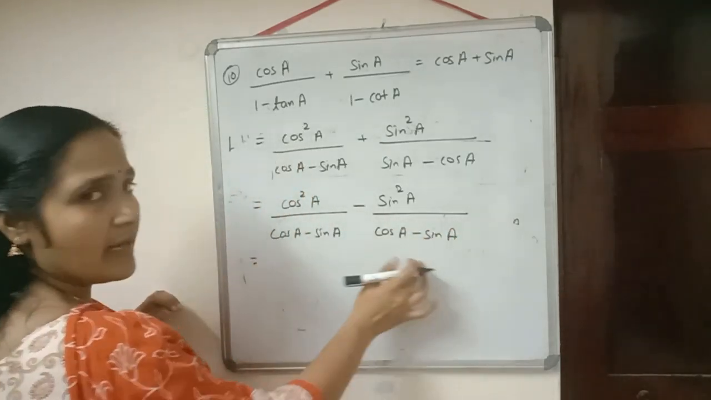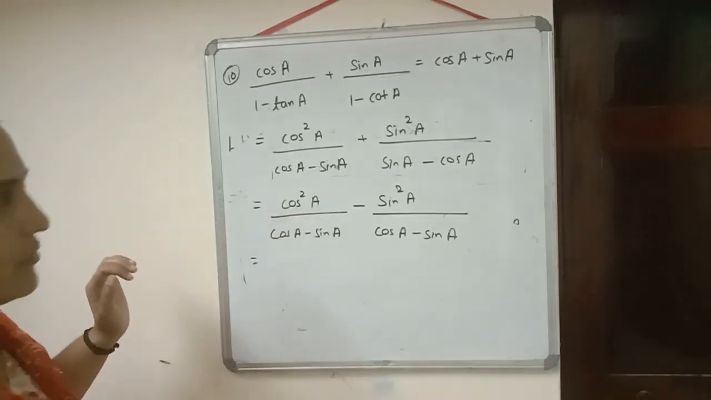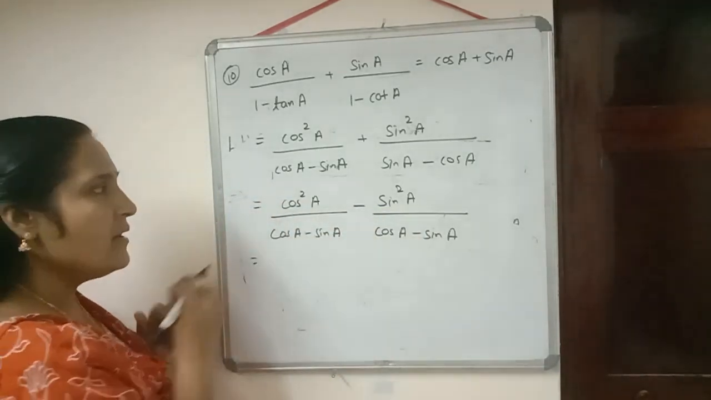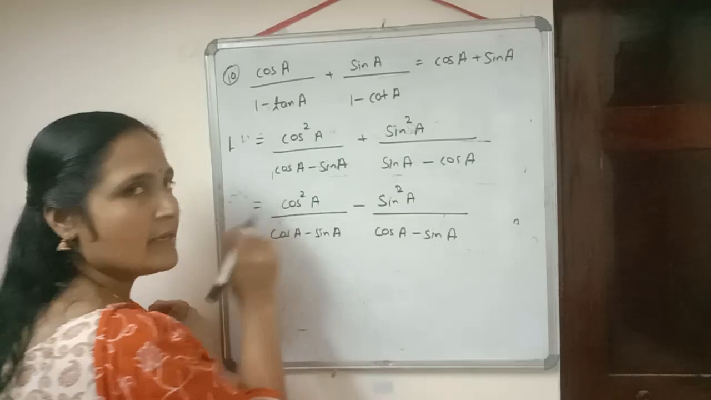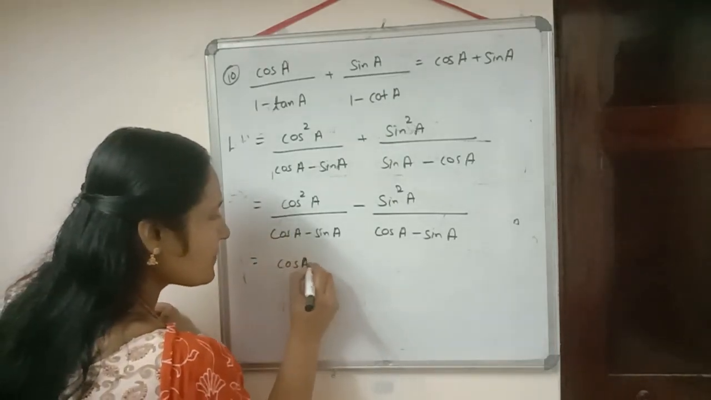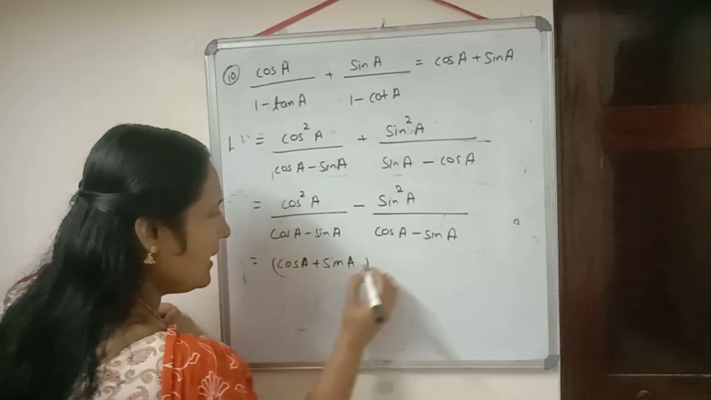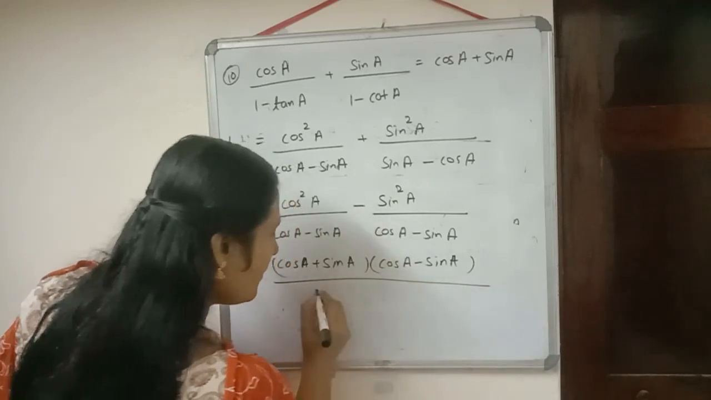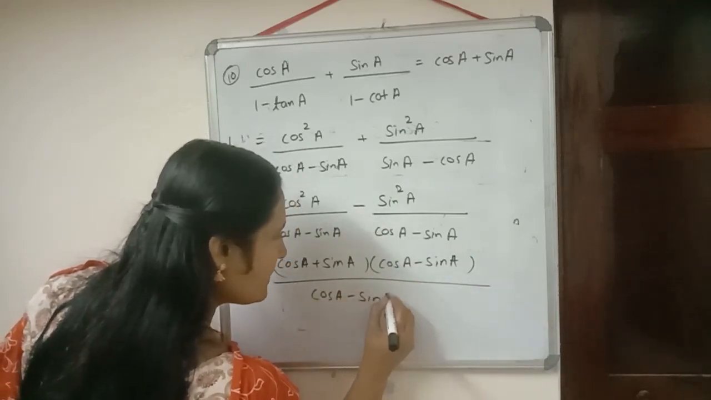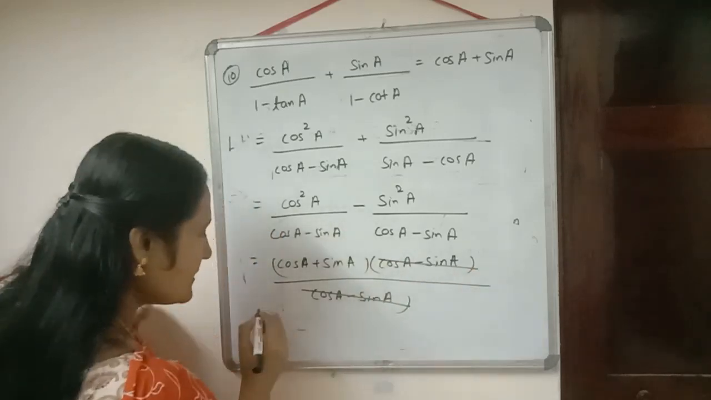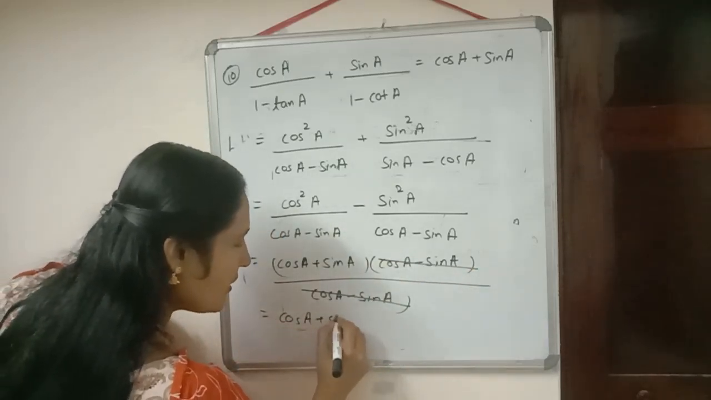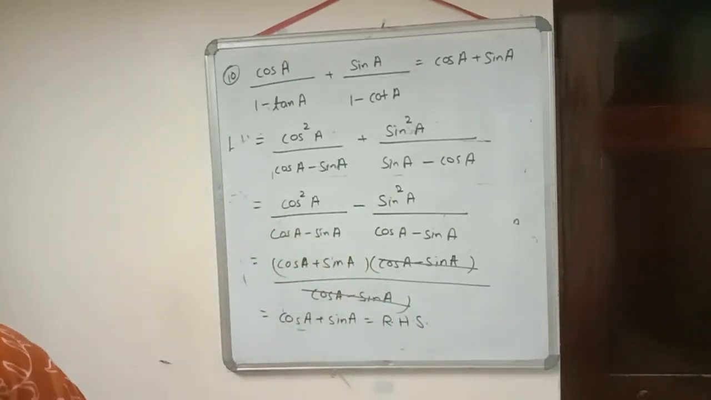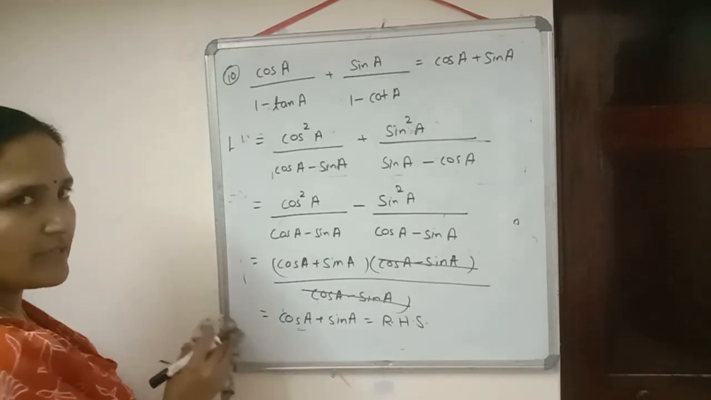Now our denominators are the same, so directly we can simplify the numerator. Numerator is written in the form of cos square A minus sin square A. So here we can use the identity A square minus B square. Then it will come cos A plus sin A into cos A minus sin A by cos A minus sin A. So here cos A minus sin A will get cancelled. Remaining it will be equal to cos A plus sin A, which is equal to our right hand side. So sometimes you have to apply some tricks to solve the question.